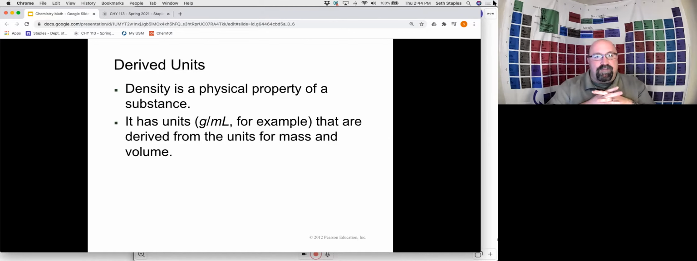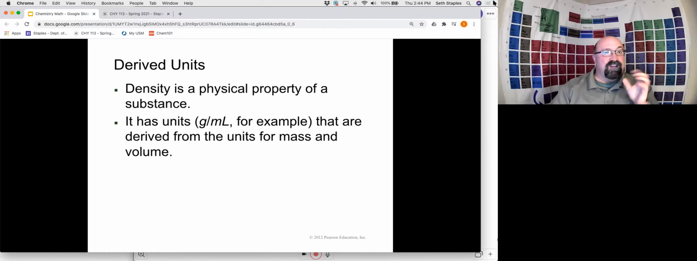In addition, we also have something that we call derived units. Derived units are units that, just like the name says, are derived from combinations of others. And density is a great example of that. Density is a physical property of a substance, which is a measure of how much mass there is occupied in a certain volume. The typical units of density that we use are grams per milliliter. And so it's how much mass there is, how many grams packed into every milliliter of volume.